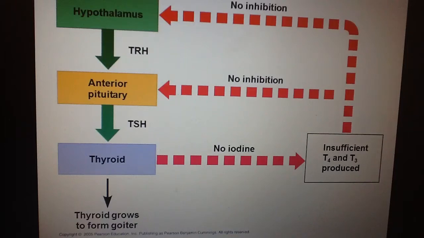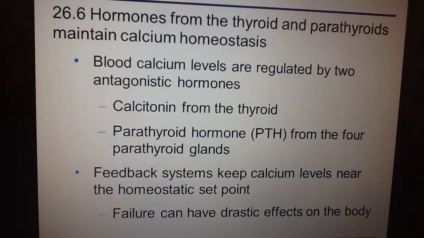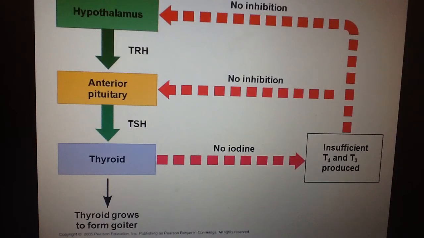Now, what happens if you have enough iodine in your diet? Then you're going to produce enough T4 and T3. It will go back and inhibit the hypothalamus and the anterior pituitary, which will then stop sending a signal to the thyroid to make more thyroxin, and then you have maintained homeostasis of thyroxin levels.